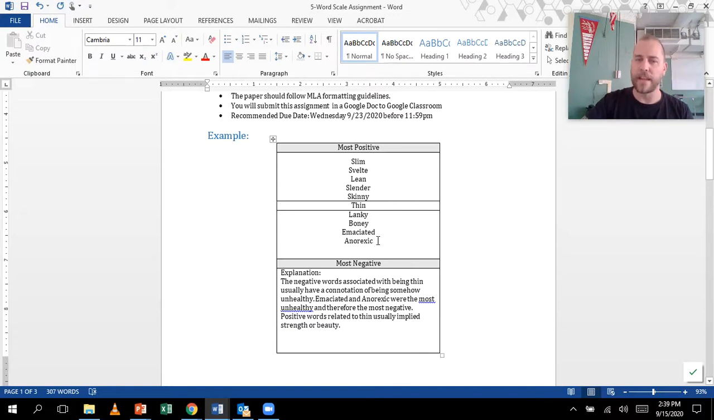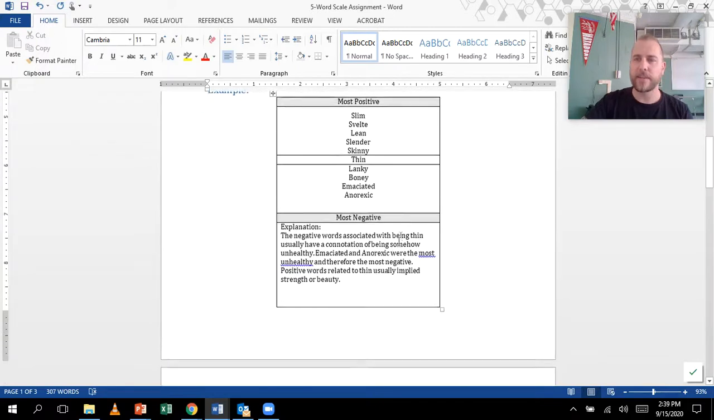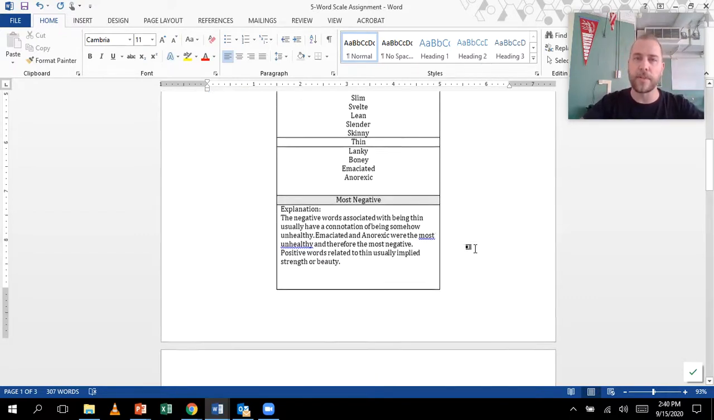Those are more negative. When I have to explain this, I said the negative words associated with being thin usually have a connotation of being somehow unhealthy. Emaciated and anorexic were the most unhealthy and therefore the most negative. The positive words related to thin usually implied strength or beauty, right? And so this is what you're going to be doing with your assignment.